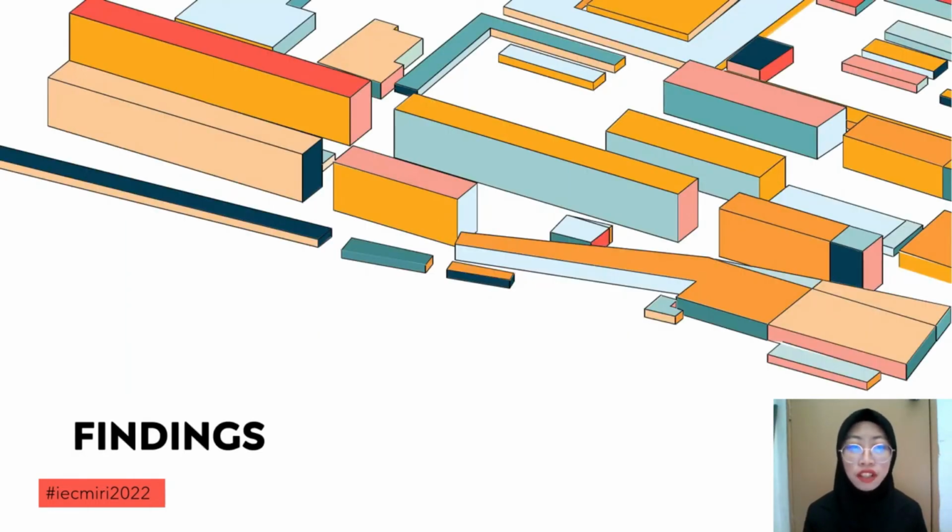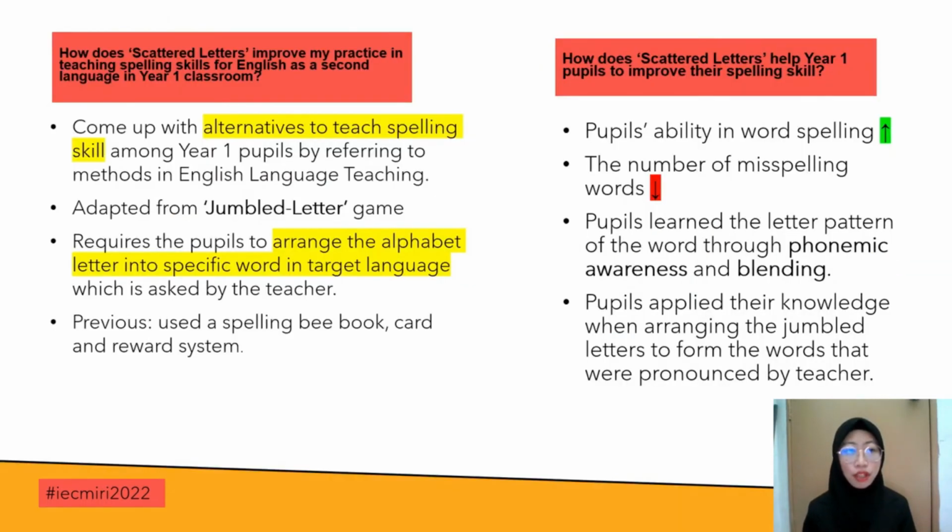Here are the findings of my research. Alright, how does scattered letters improve my practice in teaching spelling skills for English as a second language in Year 1 classroom? This research allowed me to come up with alternatives to teach spelling skill among Year 1 pupils by referring to methods in English language teaching. Scattered letters is adapted from jumble letter game, which is a kind of language game that requires the pupils to arrange the letters into specific word in target language.